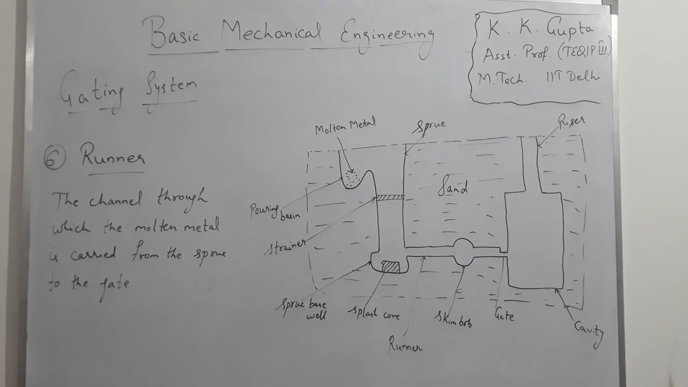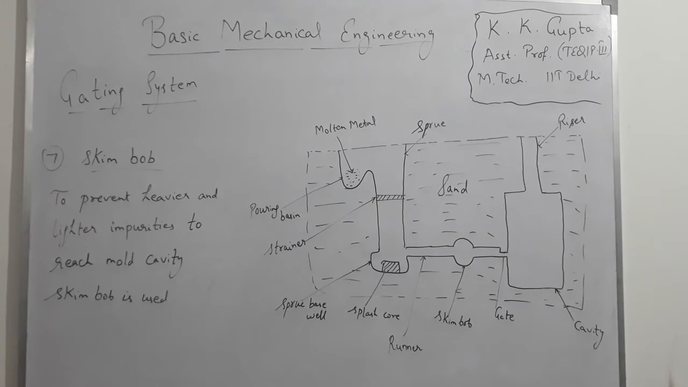Sixth is runner. It is a channel through which the molten metal is carried from the sprue to the gate. Seventh is skim bob. It is used to prevent heavier and lighter impurities to reach the mold cavity. The heavier impurities will be settled down in the bottom part and the lighter impurities will float in the upper part.